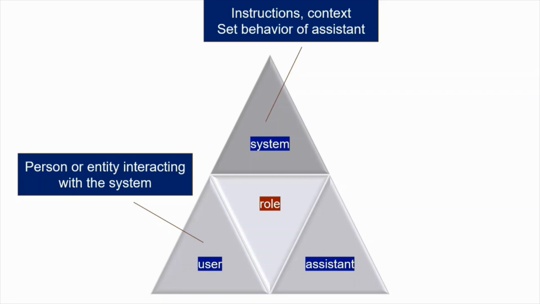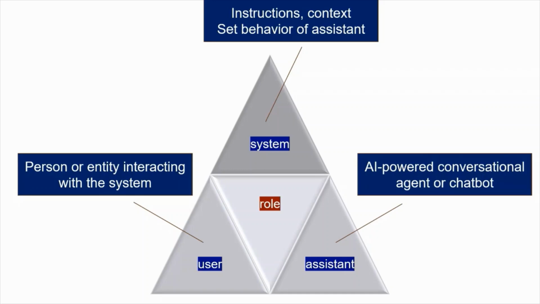The user represents the person or the entity interacting with the system. He provides the input or the requests. It can be used to ask questions, make requests, provide any user-specific input. The third role is that of an assistant. The assistant represents the AI-powered conversational agent. This is the chatbot itself. It generates responses based on the conversation's context, and this is from the previous messages. It also uses the instructions from the system. With all this, it provides the model's output or the response.